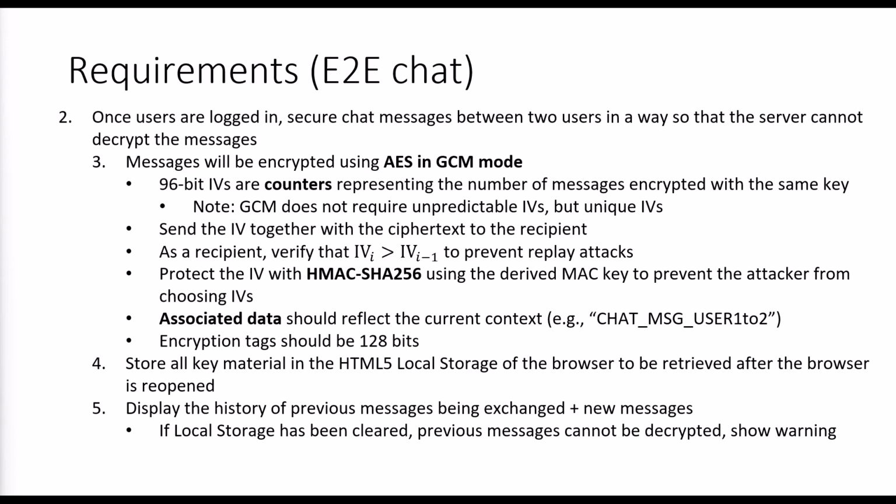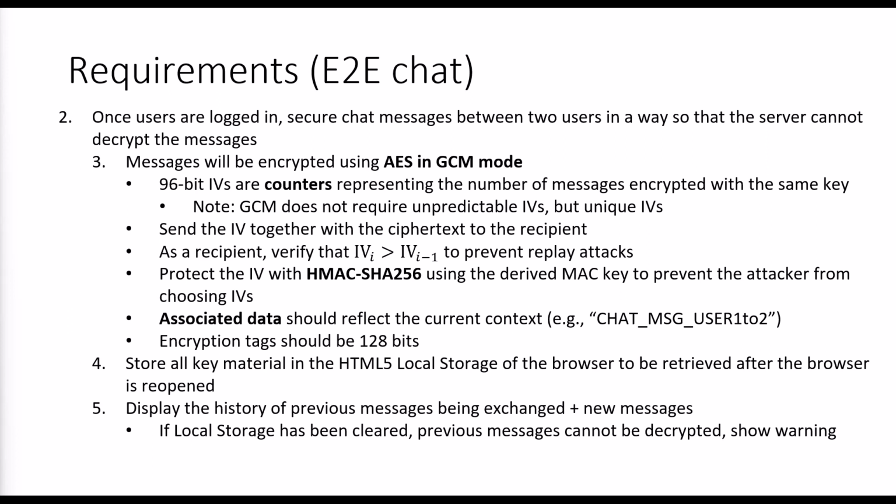The associated data on the GCM mode, remember this is an authenticated encryption with associated data. The associated data should also reflect the current context. For example, encrypting a message between user 1 to user 2. The authentication tags from GCM should be 128 bits. That's the maximum size of the tag.